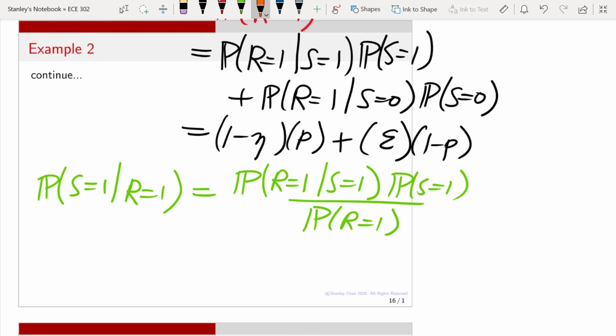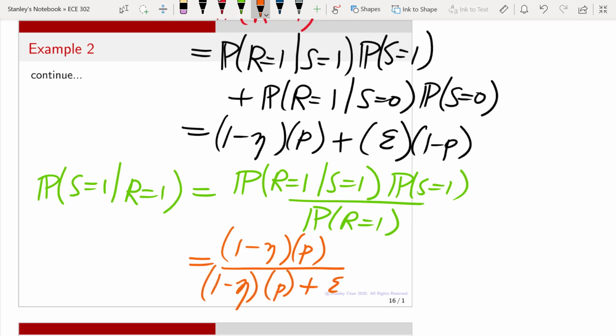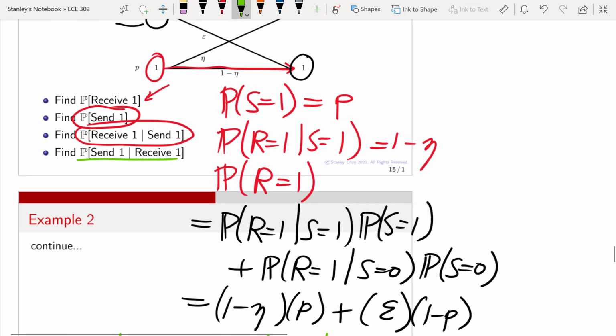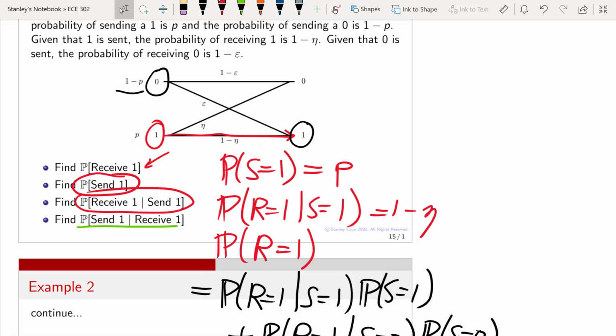Exactly, we do have these numbers. Why? Because this quantity is just 1 minus eta. S equals 1, this is P. And then the probability of R equals 1, we just calculated, is 1 minus eta times P plus epsilon times 1 minus P. Okay, so we have calculated all these probabilities. So this example also demonstrates the usage of the law of total probability as well as the Bayes theorem.